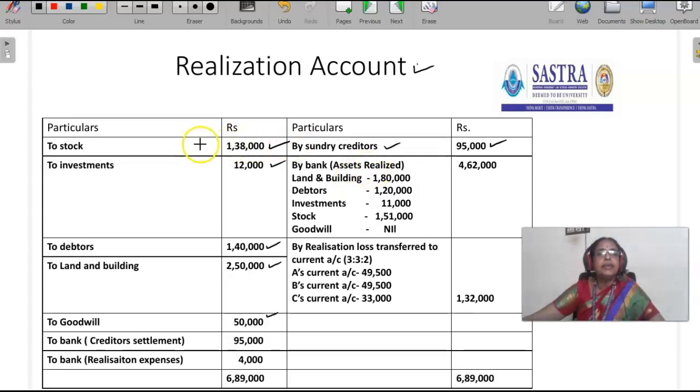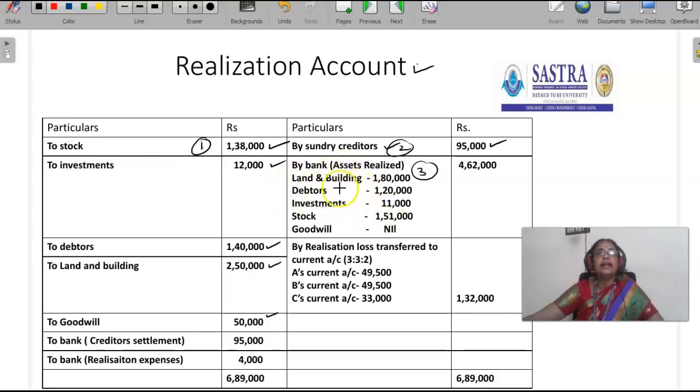Then the first step, we have to transfer all the assets except cash, and second, they have to transfer the liabilities except the partners' liability, partners' loan and all. Then the third one, only external liability is to be transferred here. Then the next step, we have to realize the assets. After transferring the assets, they have to realize, sell the assets.